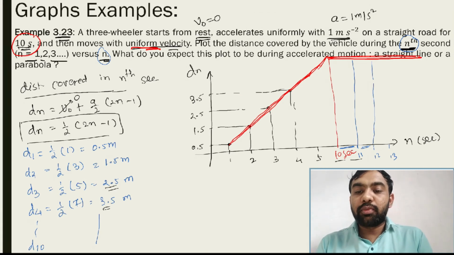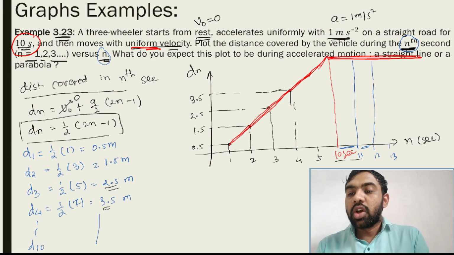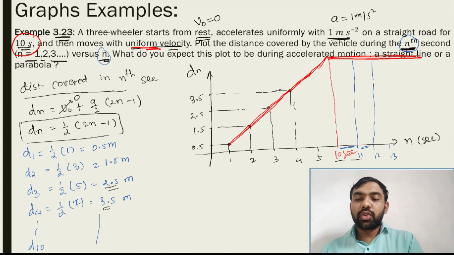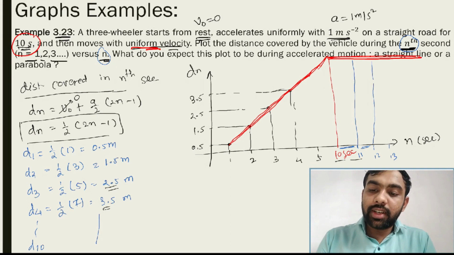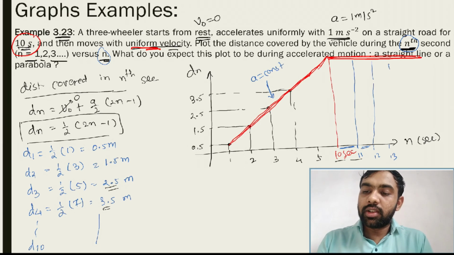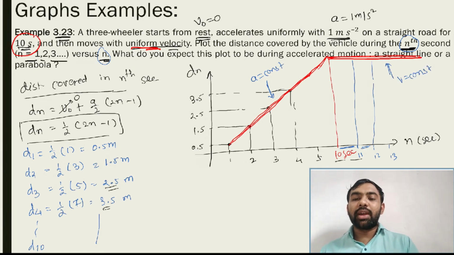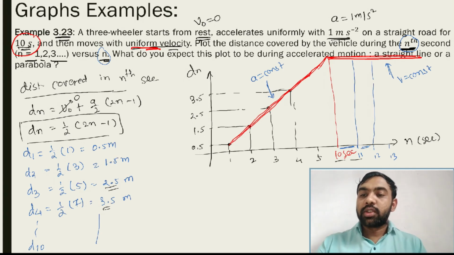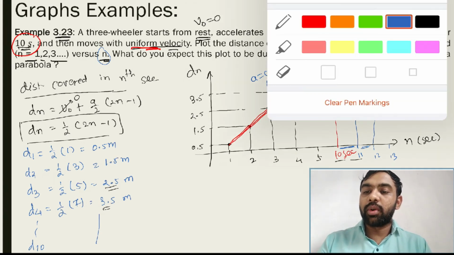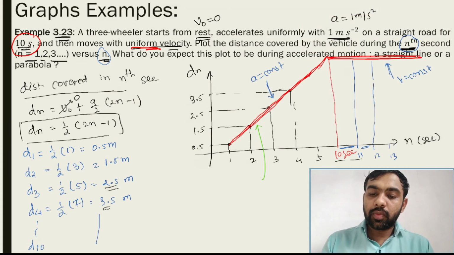What do you expect the plot of this graph during accelerating motion, a straight line or a parabola? Here, this graph is accelerating motion, a is equal to constant, and v is equal to constant. So that is not a parabola, it represents a straight line. The reason is that it is not a parabola, here it is a straight line.